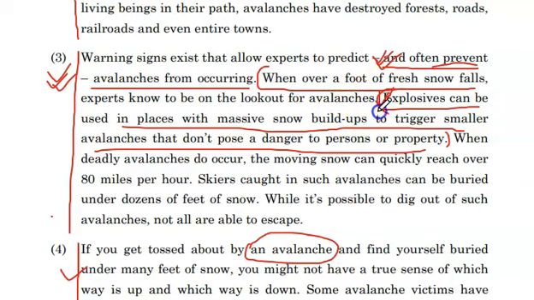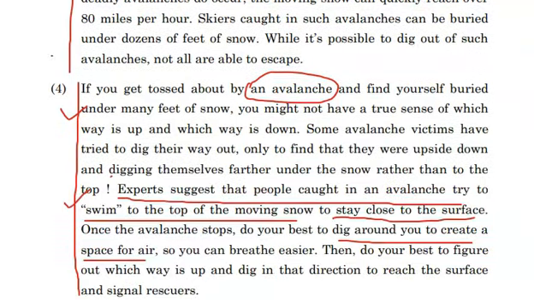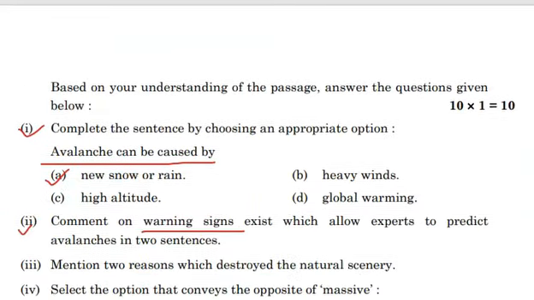And then you have to include this line also. In that case, explosives should be used in places with massive snow buildups to trigger smaller avalanches that don't pose a danger to persons or property. So this is the answer to question number 2. So your second question has been set over here. Must mark in pencil. Now let us move to the third question.